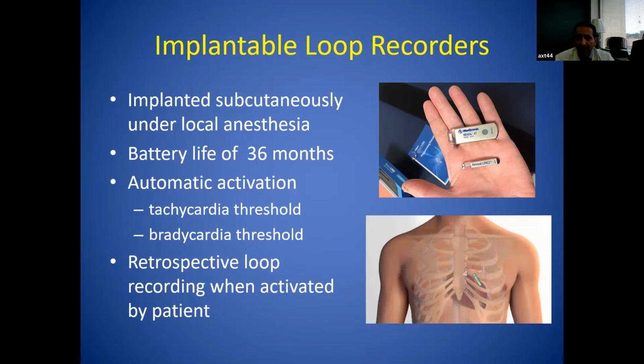Otherwise, the device continuously records things. So the looping means that you're continuously recording and deleting rhythm strips throughout the day, and it only saves those predetermined tachy, brady episodes or anything that the patient presses as an event.